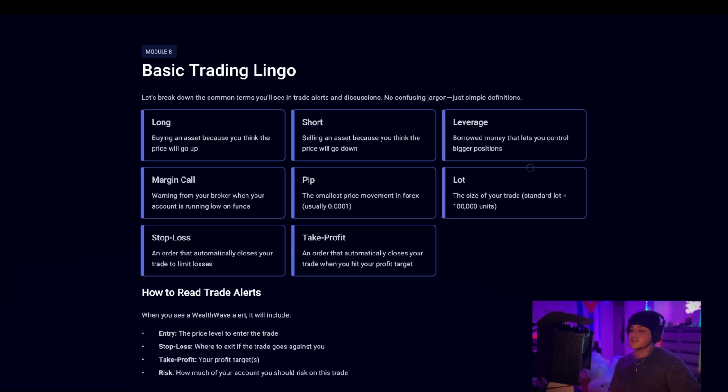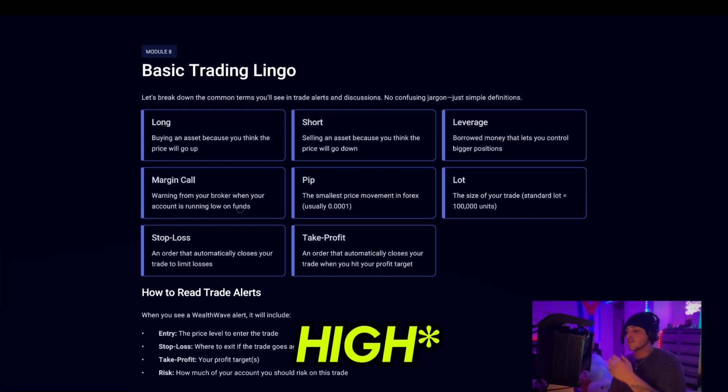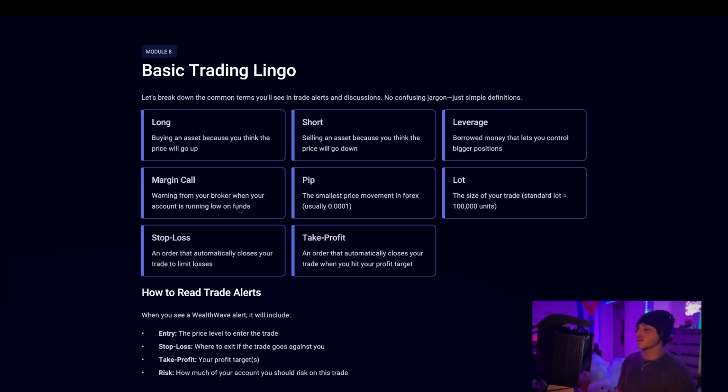Leverage, which we've said so many times in this, is borrowed money that lets you control bigger positions. Margin call, you guys are going to learn real quick what a margin call is. A margin call is a warning from your broker when your account is running low on funds. So when you have low margin, if you're over 100%, you're getting margin called. You need to add money. Usually they'll give you a bit more space to make some money, but if you pass that 166%, you're cooked.